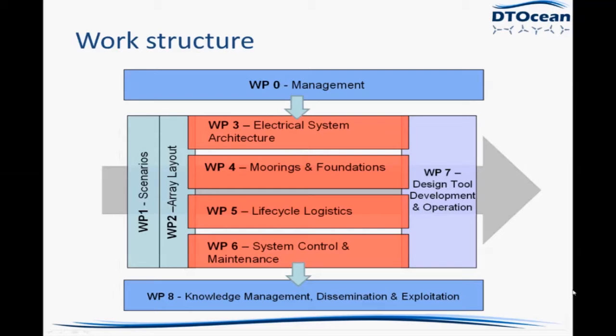So to give an idea of how the work is structured, it is quite a linear flow in that it starts with work package 2, which is the array layout. So that considers basically where these things should go within the sea. That's taken care of by University of Edinburgh, who have extensive experience with that. They will then pass on to the different work packages a grid layout, including some tolerance boundaries of where the ocean energy converters are. And then it's up to us to come up with some best examples of the electrical system architecture for that given spacing.